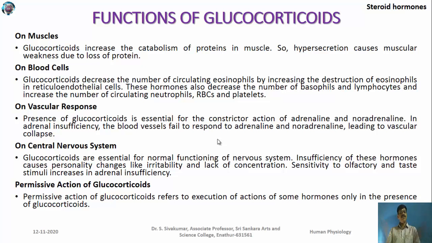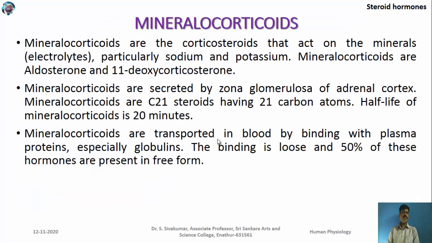And then when you see the nervous system, glucocorticoids are essential for normal functioning of the nervous system. Insufficiency of these hormones can cause personality changes like irritability and lack of concentration. Sensitivity to olfactory and taste stimuli increases in adrenal insufficiency. Permissive action of glucocorticoids refers to the execution of action of some hormones only in the presence of glucocorticoids. So that's how we know about glucocorticoids.